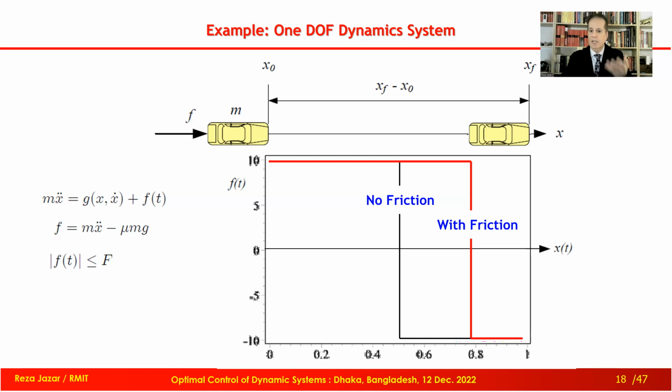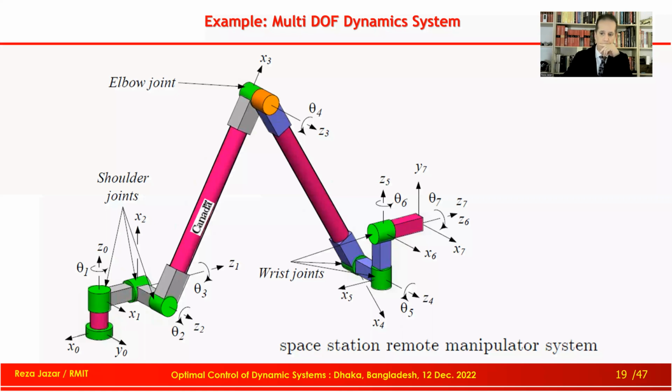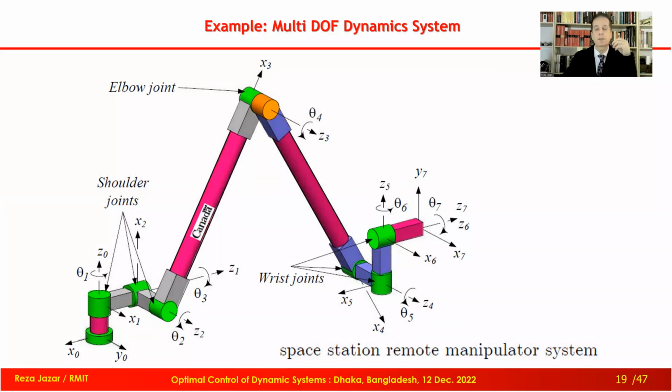As I said, so far, analytically, we are able to solve the one-dimensional problem. But how about multi-dimensional, multi-degree of freedom? Here is a shuttle arm. This shuttle arm simulates the hand of a human. You know that the hand of a human has 7 degrees of freedom. And you know that to catch something in three-dimensional space, we need 6 degrees of freedom.